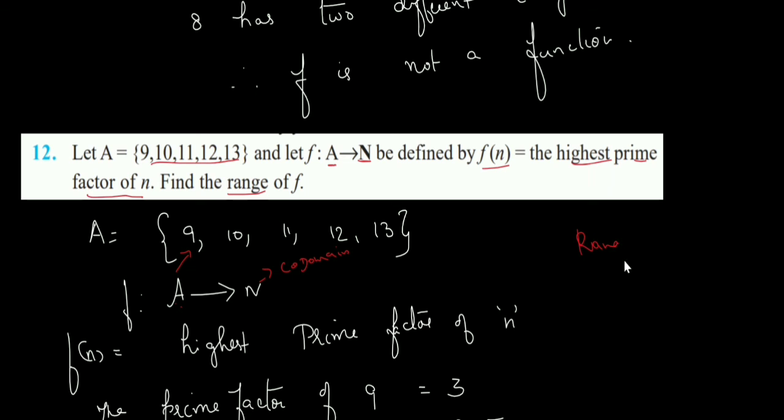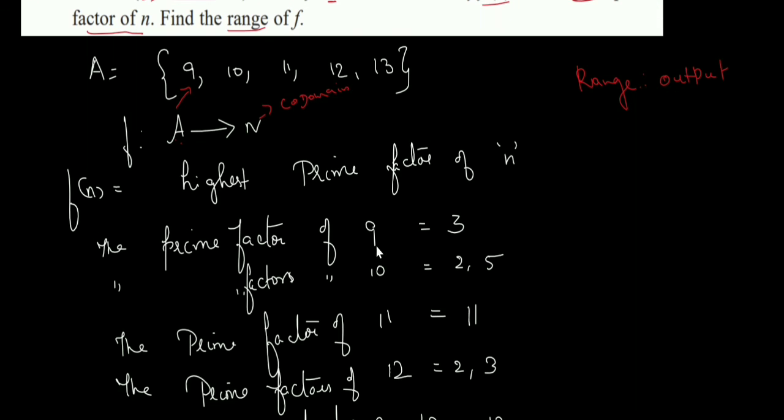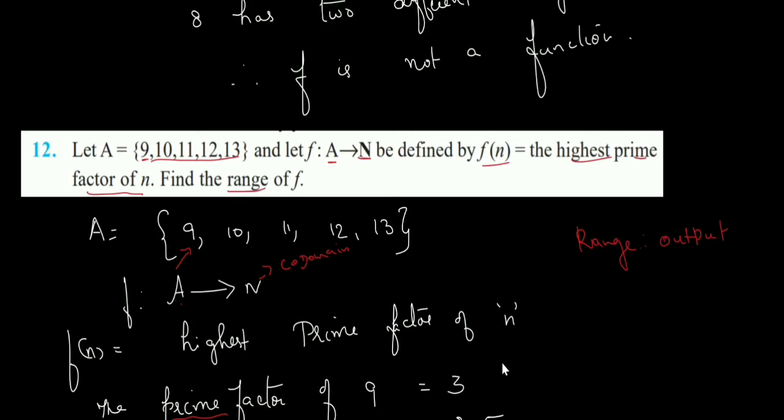Range means what output you will get. So what are the prime factors of 9? Prime factors of 9, only 3. 3 is the only prime factor. Prime factors of 10, 2 and 5, and both are prime numbers. Prime factors of 11, only 11. Prime factors of 12, 2 and 3. Prime factor of 13, only 13.